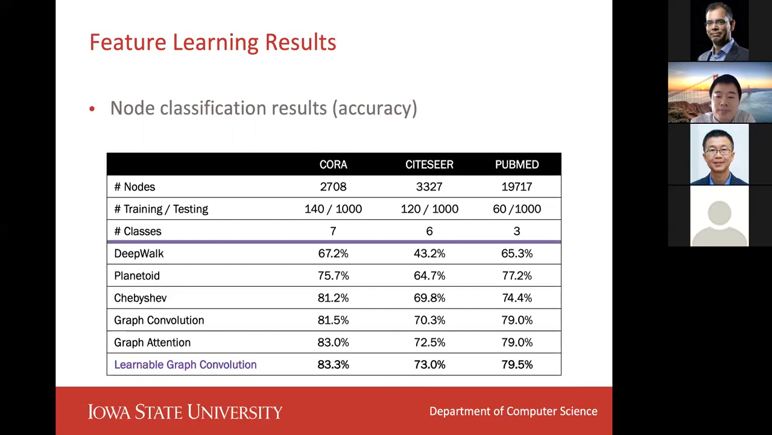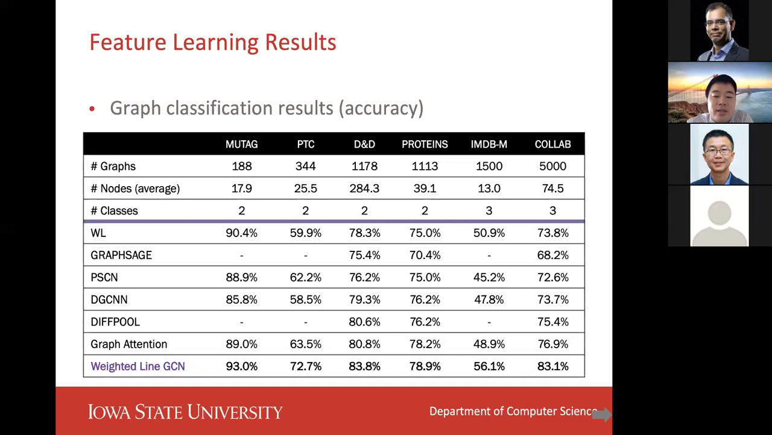And here are the results on graph classification tasks. We evaluate our methods on six data sets, which cover a big range in terms of the number of graphs and the average number of nodes in the graph. Here MUTAG, PTC, and DD and proteins are bioinformatics datasets. And the IMDB and the COLLAB are social networks. From the results, we can see our weighted line graph convolution outperforms the other methods on all six datasets.